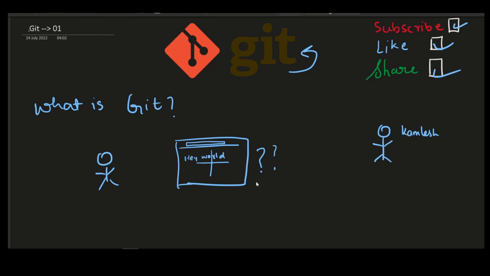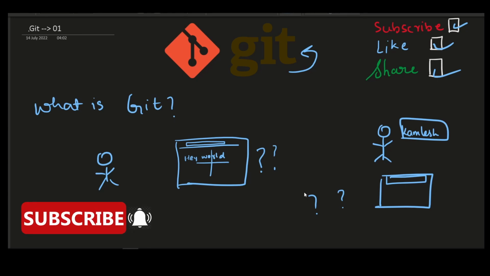You keep calling him, but Kamlesh is too busy building his amazing website using different tools and everything, and it pisses you off. So what should I do? That's where Git comes in, so that you don't feel jealous all the time of Kamlesh or someone.